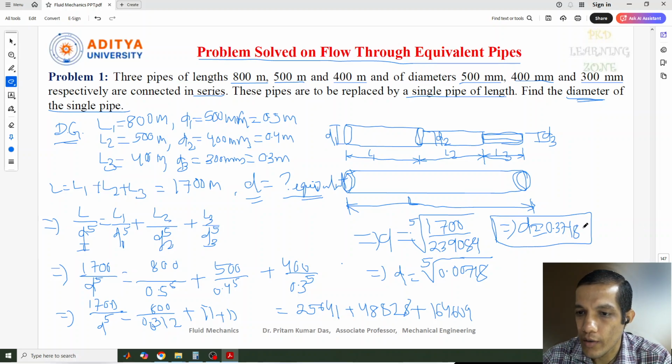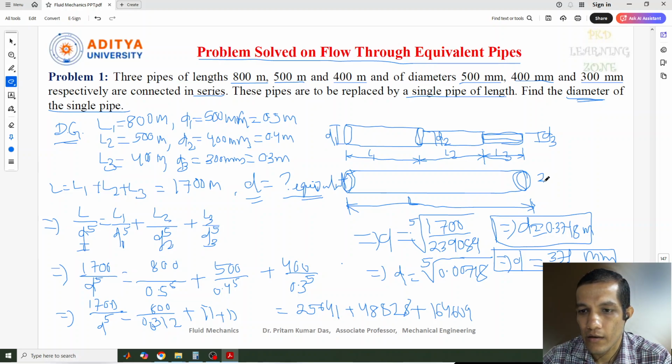This much in meters, because we have taken everything in meters. If you want to mention it in millimeters, because all the diameters are given in millimeters, you can write that too: this is 371 millimeters. This is the diameter of the equivalent pipe. That means you want to replace multiple pipes with a single equivalent pipe. For that, the length will be the same. And what about the diameter? Various diameters are there, as we already discussed in the previous lecture. So by replacing 500 millimeter, 400 millimeter and 300 millimeter diameters, what will be the diameter of the equivalent pipe?